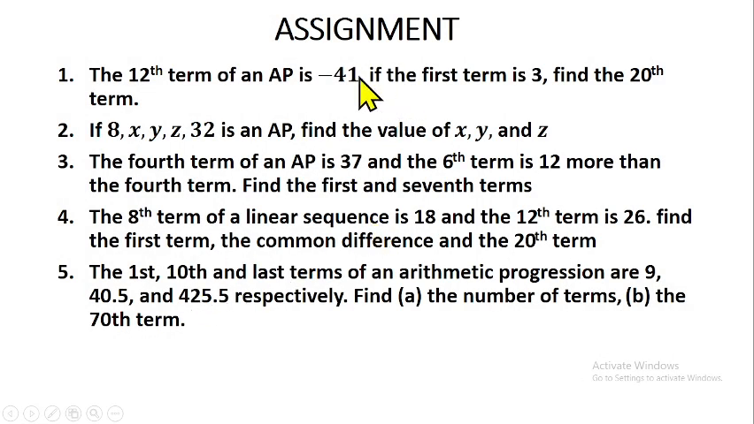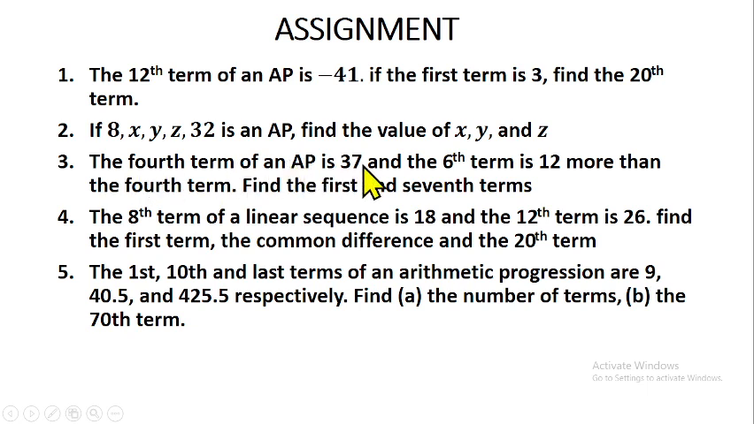Alright, if you understand what you have been doing so far on the arithmetic progression, you can attempt this assignment from question number 1 to question number 5. Number 1 says that the 12th term of an AP is -41. If the first term is 3, find the 28th term. So if you know the first term, then you need to get the common difference from this. Then you can find the 28th term. This as well is similar to what you have solved before.